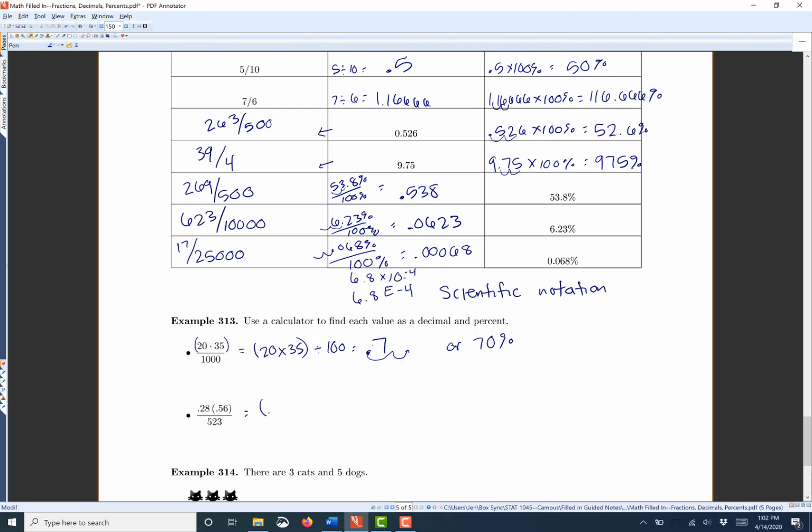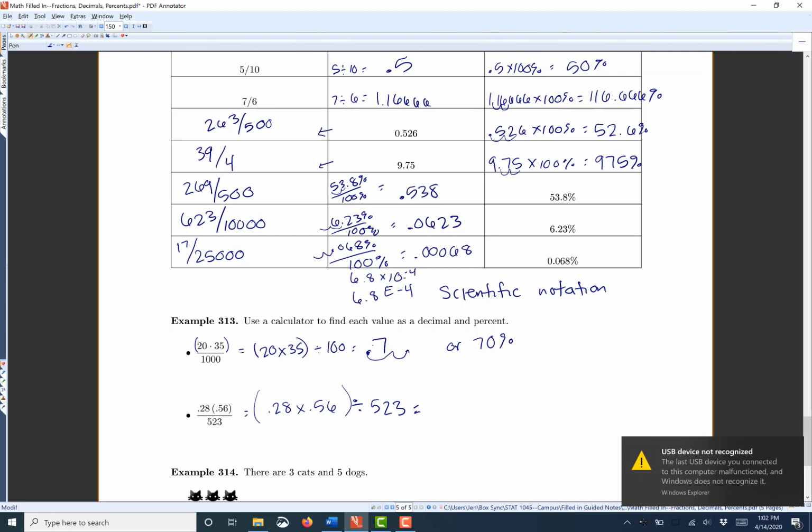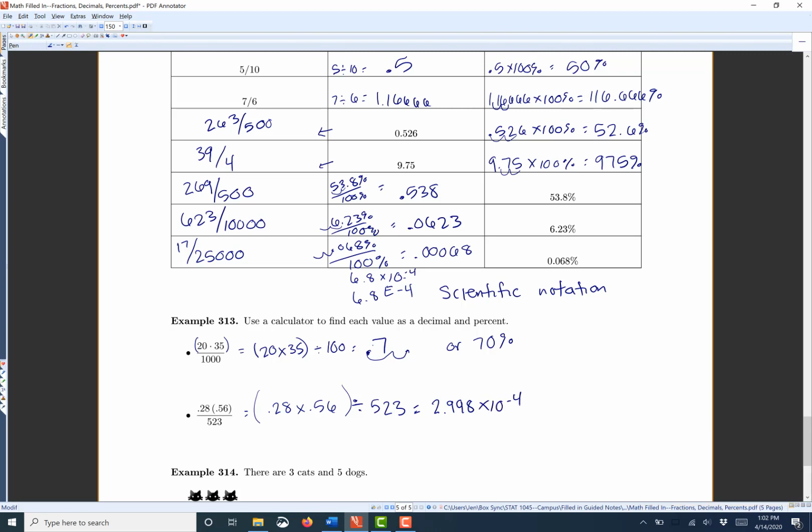And so my next problem, I'd have 0.28 times 0.56. And I'd probably put parentheses around that. So I'd probably actually do 0.28 times 0.56 because that's faster, and put parentheses around all of it, divided by 523. This is going to give me 2.998 times 10 to the negative 4. Now I know we haven't done scientific notation yet, but we'd move our decimal place 4 places. 1, 2, 3, 4, and put in 0. So you see that.